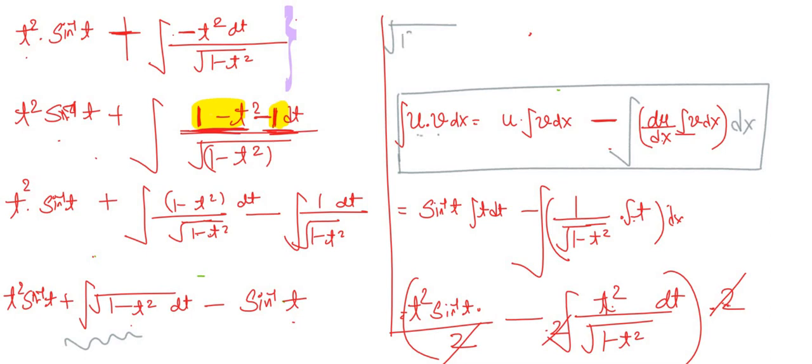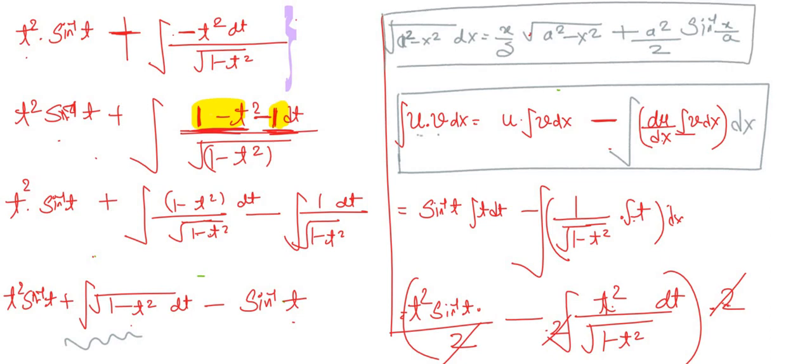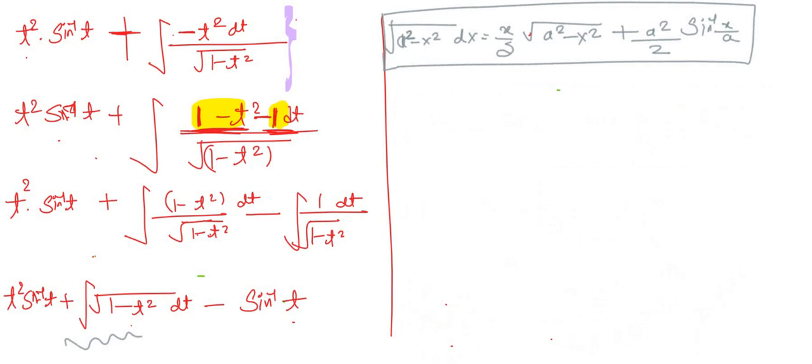Okay, integration of this. And for this part, there is a standard formula, integration of root of a square minus x square dx. The formula says it is equal to x by 2 under root of a square minus x square plus a square by 2 sine inverse x by a. This is the formula that you have to memorize. So this form is matching with this. Only thing is here it is 1. So can I write it as 1 square? And a is 1 here.